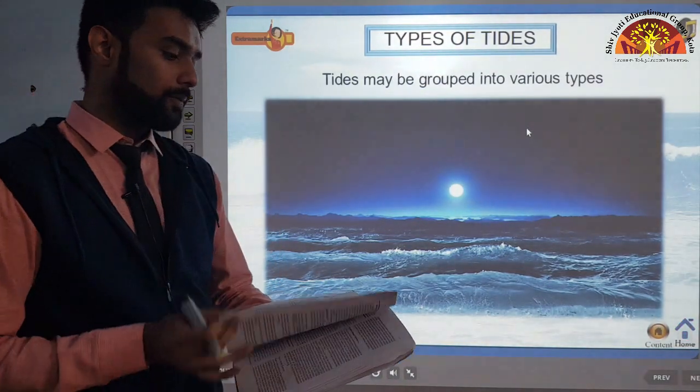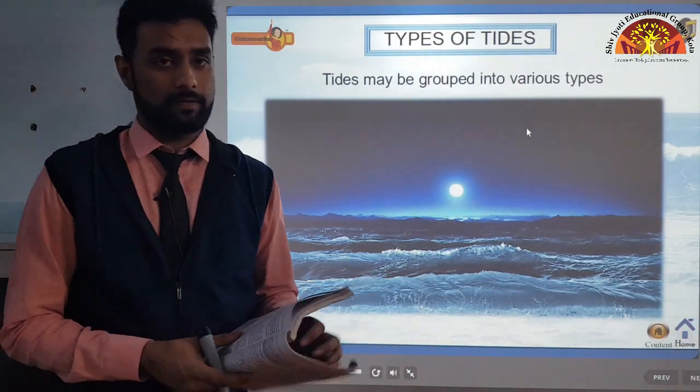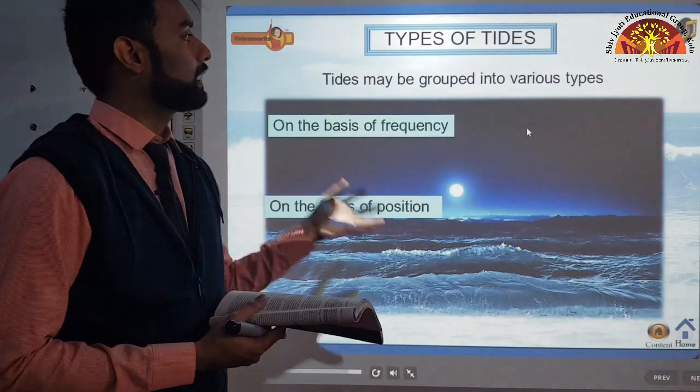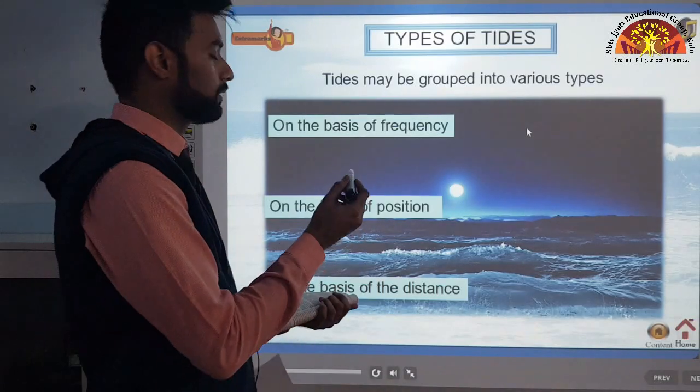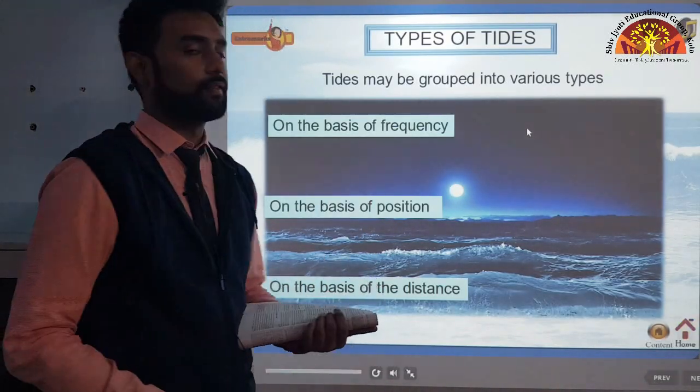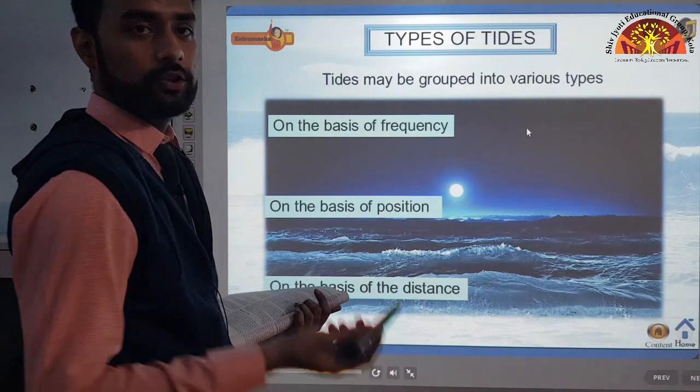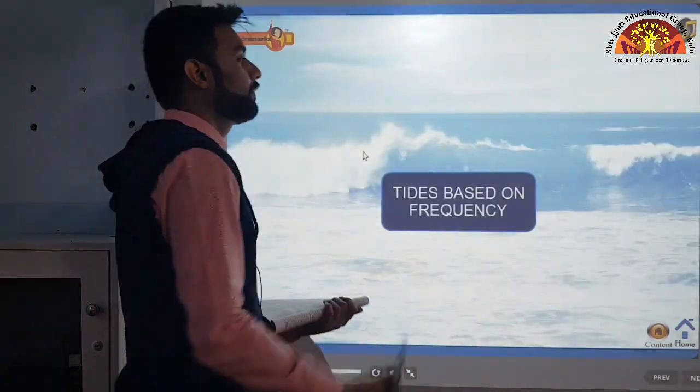So come to page number 118 and we will discuss the types of tides. The types of tides are grouped in various ways, that is on the basis of frequency, on the basis of position and on the basis of distance. Let us discuss one by one. So first we will start with the basis of frequency.